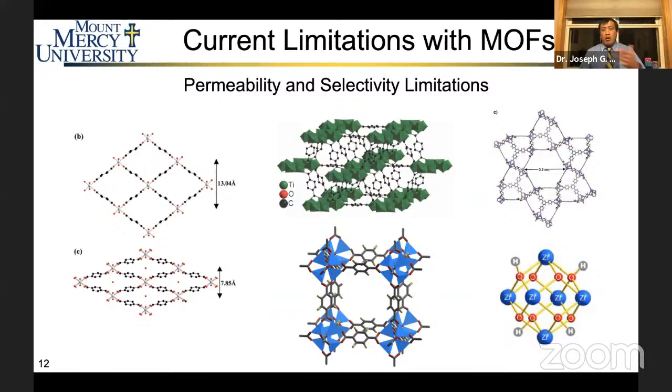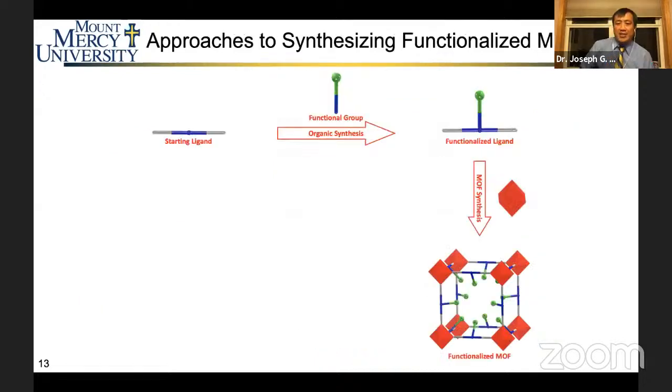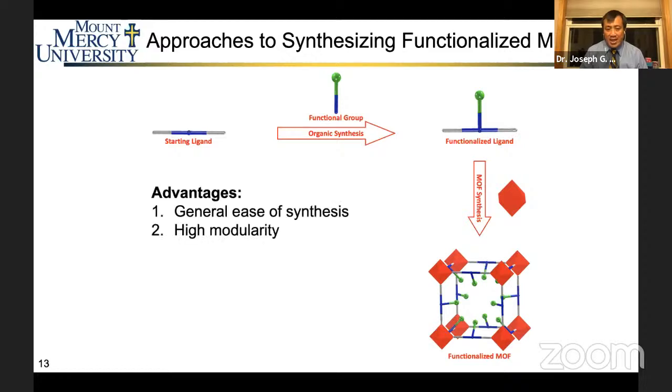And so where this limitation comes from has to do with the way that it's synthesized. The traditional approach that these MOFs have been made is to start off with some starting ligand and then add the functional group of interest. What's nice about this synthesis is it's really nice and easy because these are smaller molecules. These are small ligands. It's not like we're trying to synthesize a natural drug, right? Those are 20 steps, 30 steps.